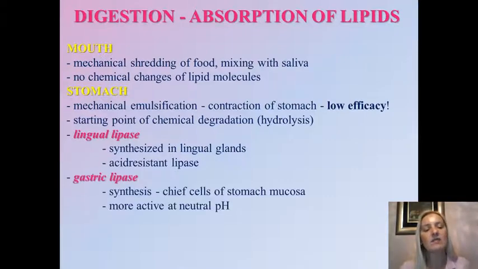We have one other enzyme which is called gastric lipase. This enzyme is synthesized by chief cells of stomach mucosa, the same which are responsible for the synthesis and secretion of pepsin. We're going to see that in the metabolism of proteins. But this enzyme is active in acidic medium, but it's much more active at neutral pH. And I'm going to explain why that is going to be important.